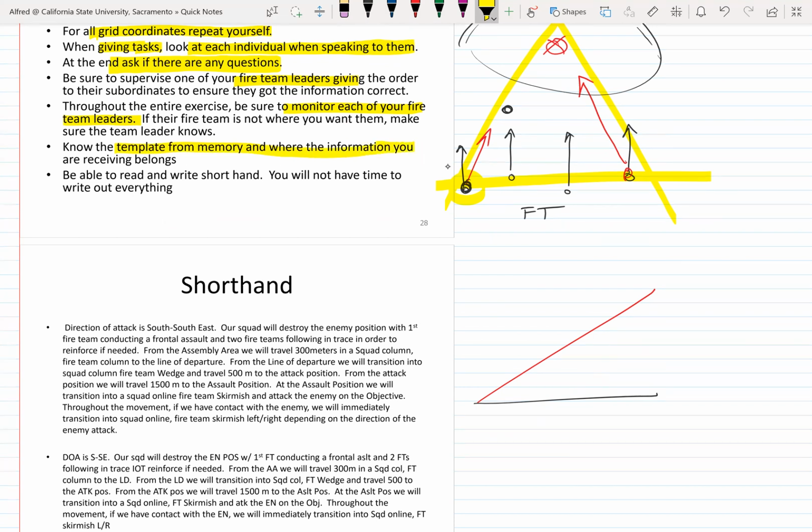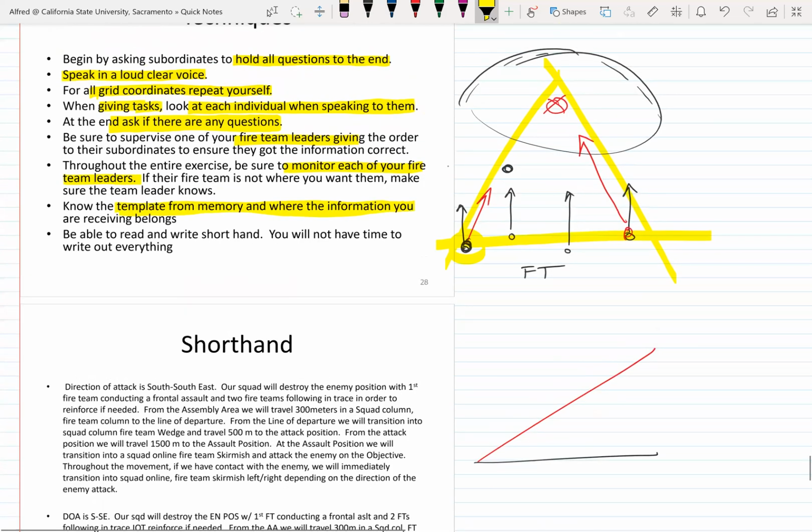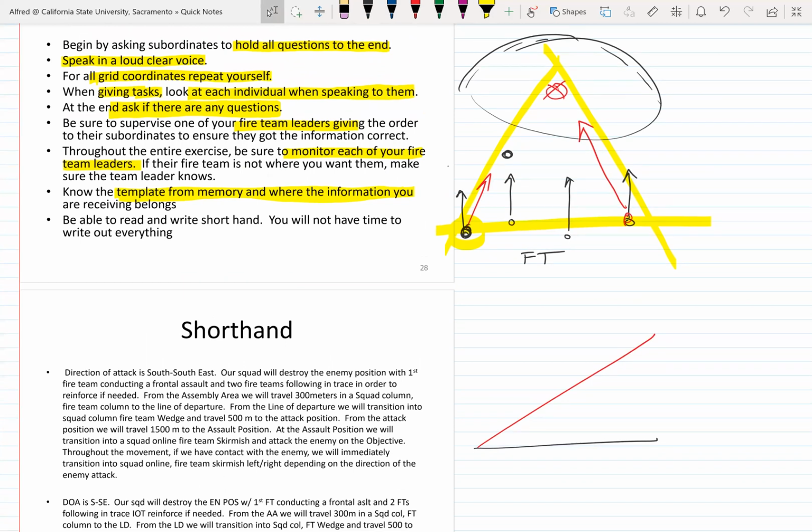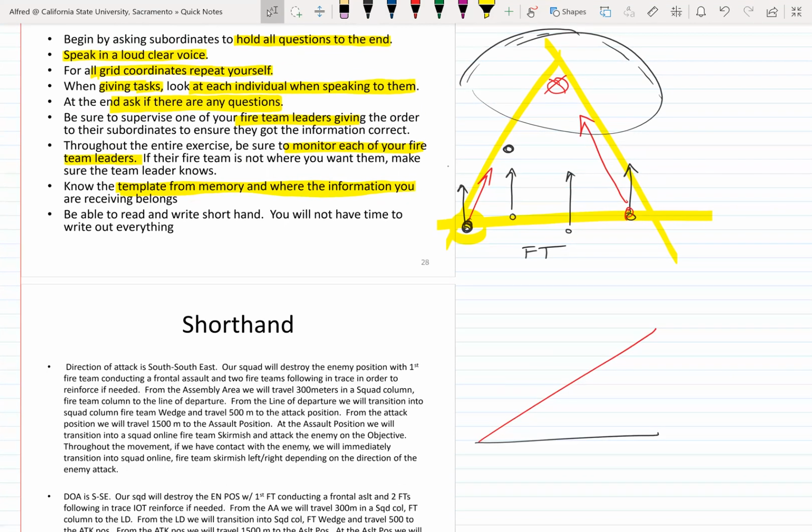You guys really should know the 5-paragraph order before you go to OCS. You shouldn't go there and assume they're going to teach you everything, because you're going to be so tired. You're going to be passing out. You touch your pillow and you fall asleep. So you definitely shouldn't do that.